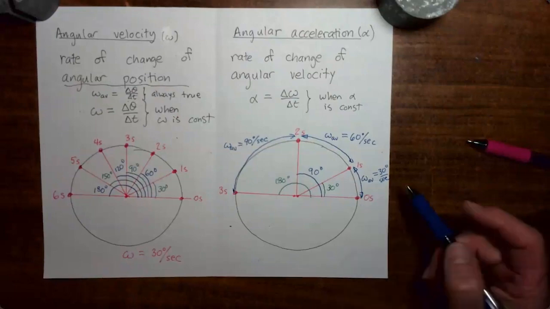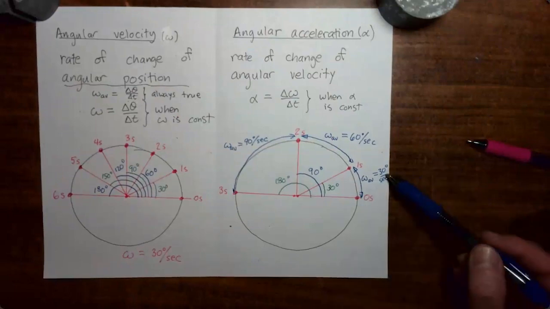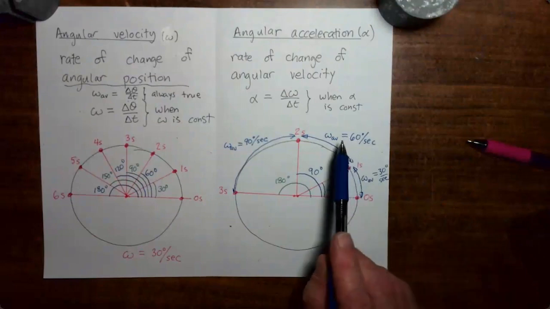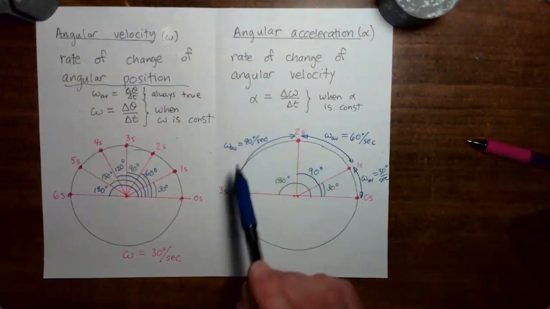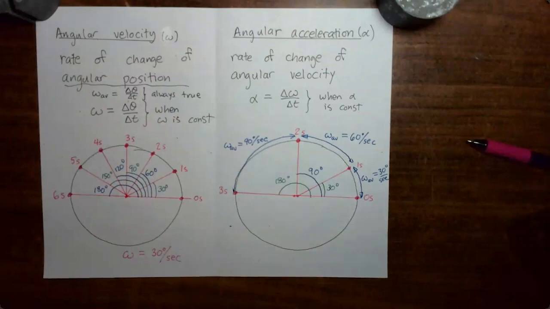So I hope you see a pattern here. In the first second of motion, 30 degrees per second. In the next second of motion, 60 degrees per second. In the last second of motion, 90 degrees per second. Can you see that every second that went by, my angular velocity increased by 30 degrees per second?